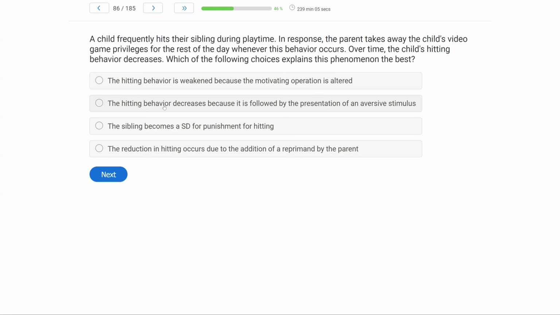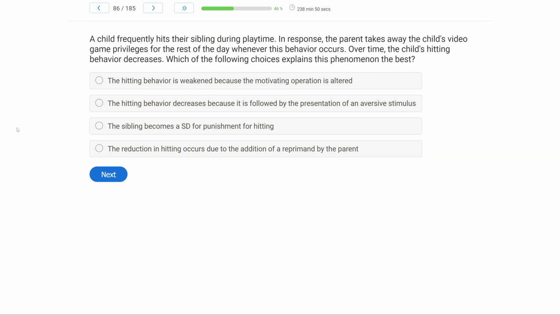A child frequently hits their sibling during playtime. In response, the parent takes away the child's video game privileges for the rest of the day whenever this behavior occurs. Over time, the child's hitting behavior decreases. Which of the following choices explains the phenomenon the best?